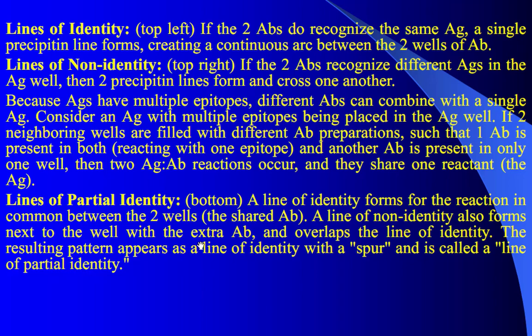Lines of non-identity. If the two antibodies recognize different antigens in the antigen well, then two precipitating lines form and cross one another. Lines of partial identity, bottom.